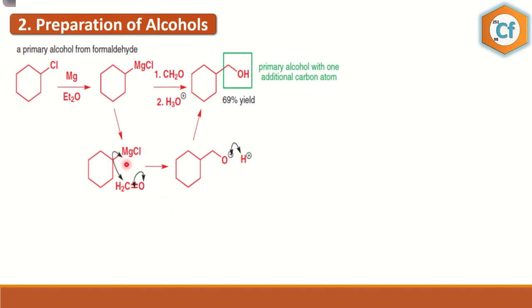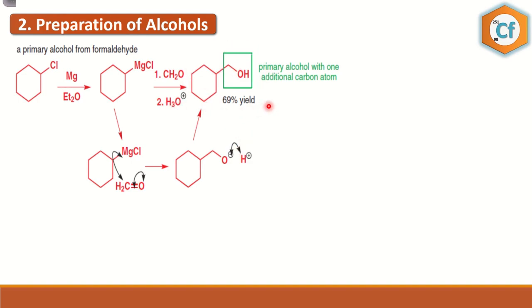Then this R negative attacks the carbon. The pi bond of the C double bond O breaks to give O negative. This O negative then attaches itself to the MgCl, and this carbon gets attached to this carbon. So a C-C bond is being formed here, and we have C-C-O-MgBr. Then this O negative will take up the H plus from the hydrolysis, and we'll get this primary alcohol.